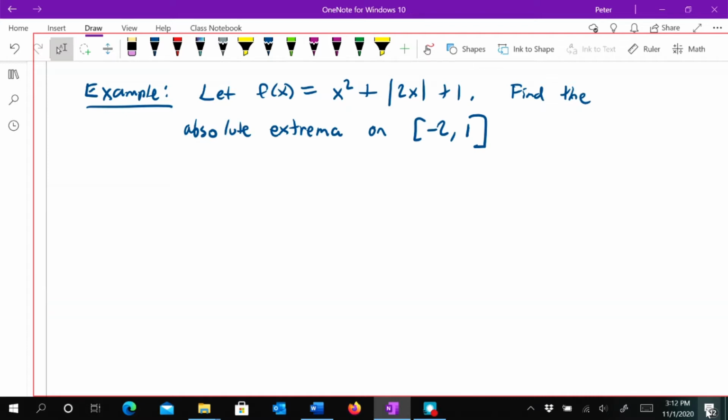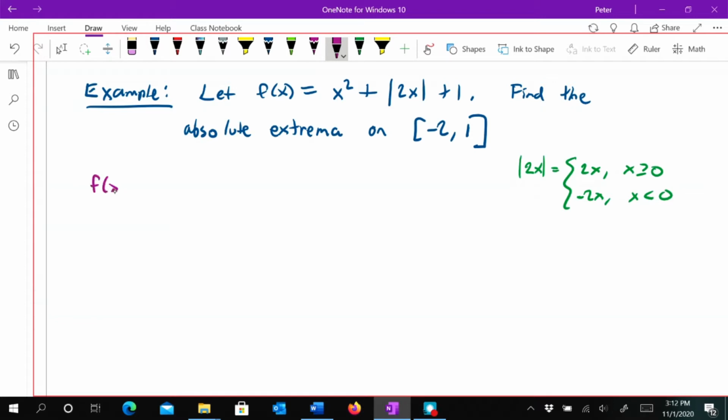Recall from the earlier pre-calc review that implicit in every absolute value function is really a piecewise function. In other words, the absolute value of 2x is equal to 2x for x greater than or equal to 0, but it's equal to negative 2x for x less than 0. So I can rewrite this as a piecewise function, and then we can proceed as we did before.